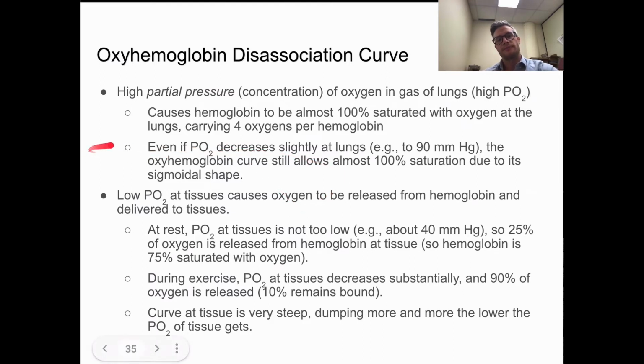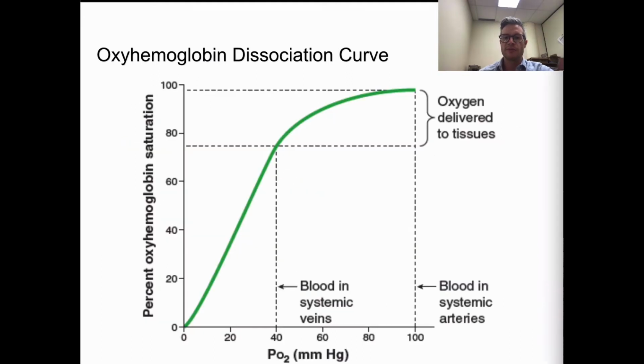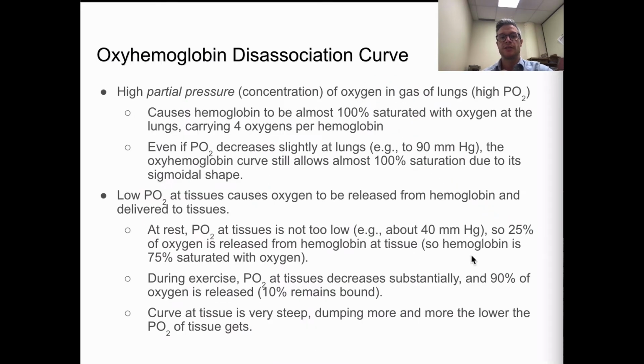Even if the partial pressure of oxygen decreases slightly in the lungs, that doesn't really change how our saturation levels work. Because if you notice, there's a bit of a plateau here. In particular, if we're looking at even 80, the partial pressure becomes 80 millimeters of mercury, we still get near 100% saturation, and that's great. Okay, and again, that speaks to the increasing affinity of blood to oxygen overall.